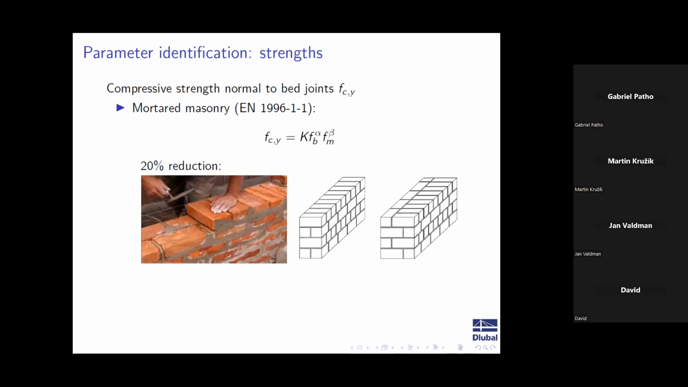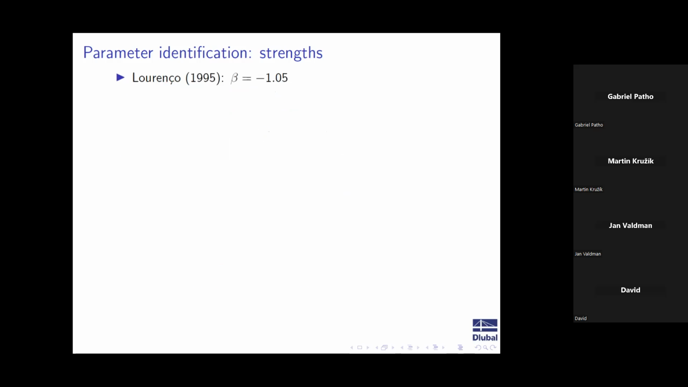Of course, we have some exceptions. I'm not really sure how these are called in English. Internally, we call these old style masonry.